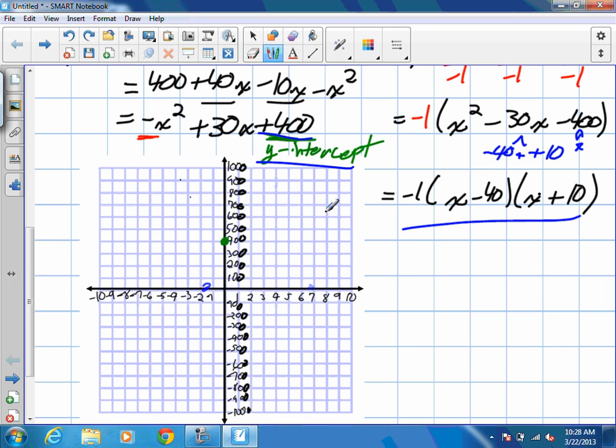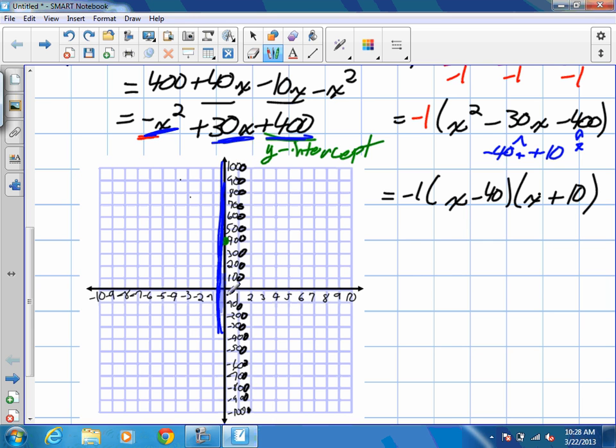Now, we'll quickly talk about why the y-intercept is found quickly in standard form. If x is 0, and that's when we're on the y-axis, this becomes 0, this becomes 0, and we're left with 400. That helps us solve for the y-intercept.